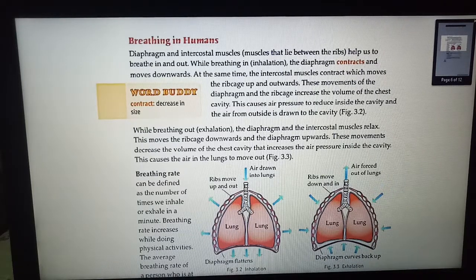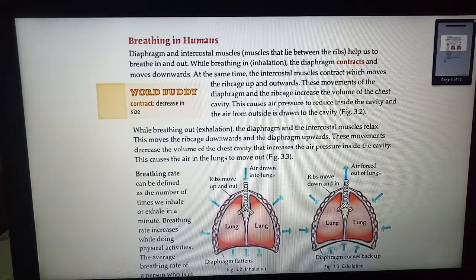Now while breathing out, exhalation, the diaphragm and intercostal muscles relax. This moves the rib cage downward and the diaphragm upwards. These movements decrease the volume of the chest cavity, which increases the air pressure inside the cavity. This causes the air in the lungs to move out.